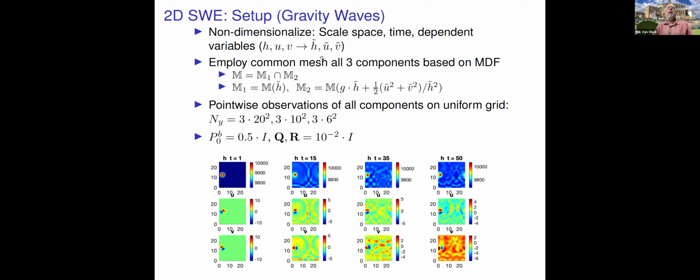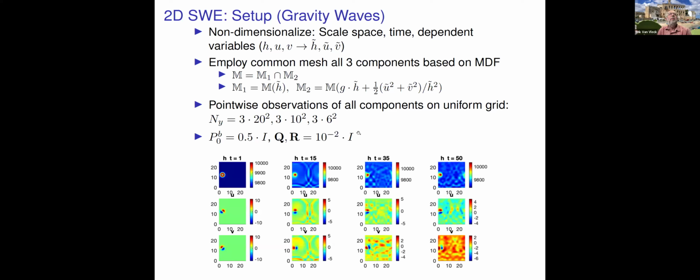This is a 3-component problem. We put all 3 components on the same mesh. And the way we do that is we take a metric tensor for the new height, and then a metric tensor for this combination that's related to the way we rescaled everything. And then we combine those two, and that's the metric tensor that we use to generate the mesh for all 3 components.